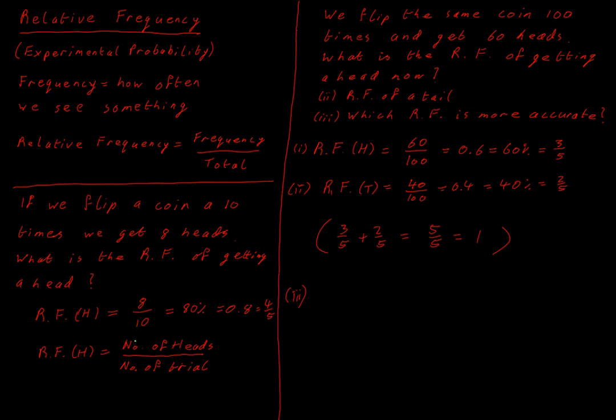Well, this is simply an intuition question. If we've run the experiment more times, then we are going to have a better picture of what this coin does in general. If we flipped the coin 1,000 times and found out how many heads we got, that would be even more accurate. That would tell us even more about the probability of getting a head than when we flipped it 100 times.